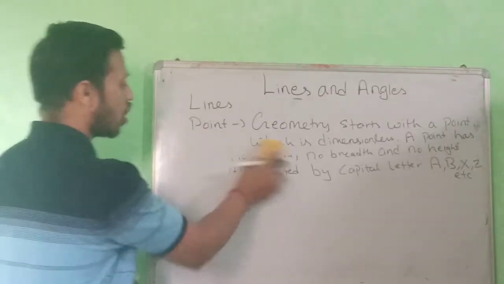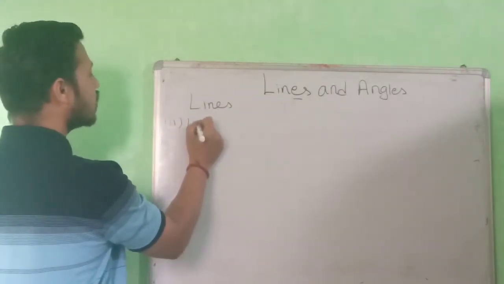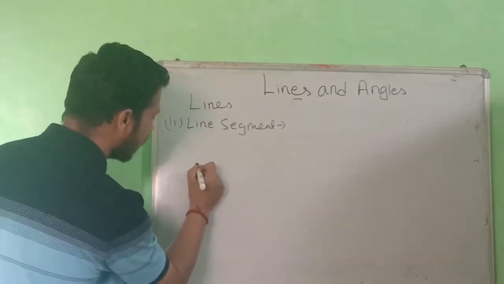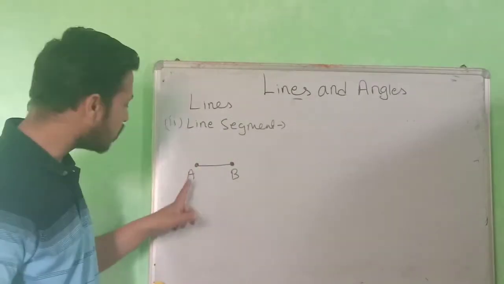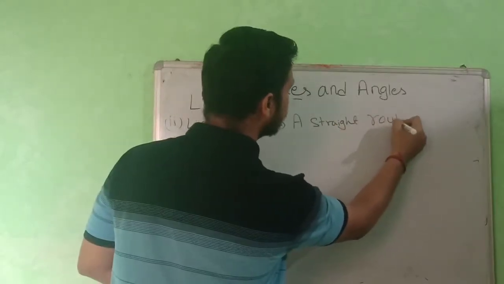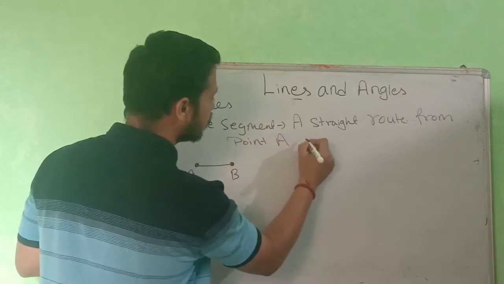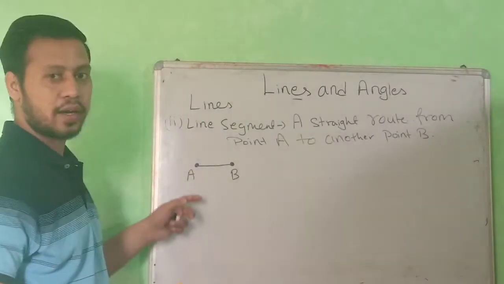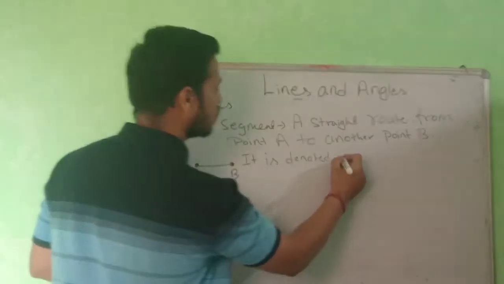Now, after this, we will talk about the second one, which is line segment. What is a line segment? Look here. This is a point. We can name this point A. This is another point. We can name it point B. A straight route from this point to this point. So what can we say? A straight route from point A to another point B. Now, it is denoted as AB.